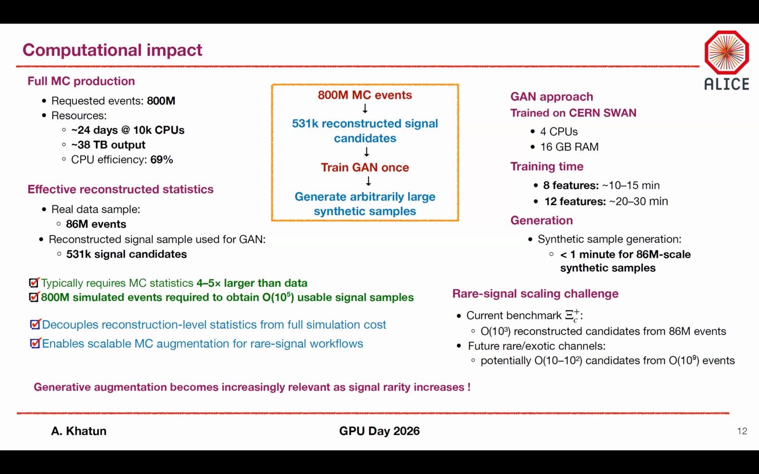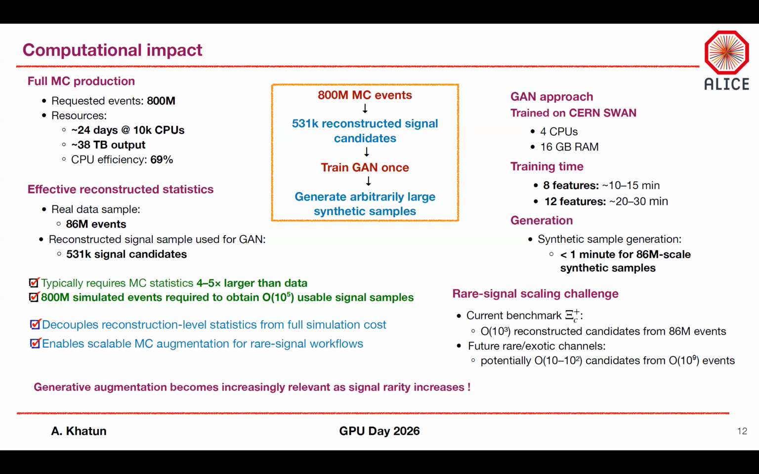For this particular Monte Carlo, we had 86 million events. Typically for 86 million events, we needed 800 million Monte Carlo, so normally we need 4 or 5 times more data. But the GAN could be useful here because we can use just these signal candidates, and with a moderate CERN SWAN configuration with 4 CPUs, it takes only a few minutes to train, and the generation takes less than a minute for 86 million scale synthetic samples.